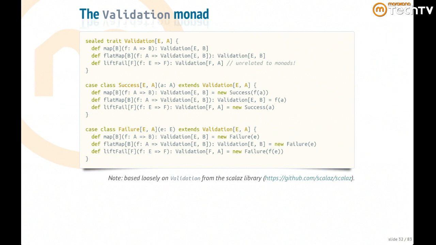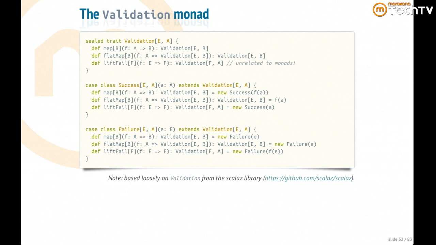This is going to be very similar to option in the sense that there's a trait that we define, and there are two cases. One case representing success, and another case representing failure. In this case, we're defining map and flatMap fairly similarly, and I'm not going to talk about lift fail for a second. That's a third method I've provided in here, but just hold that thought.